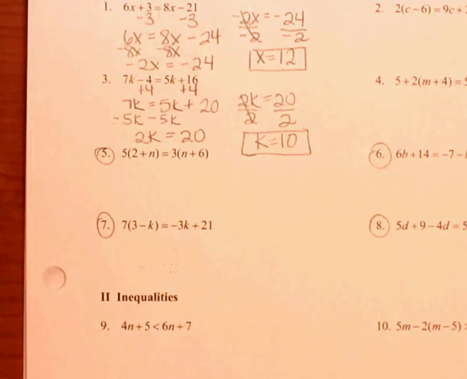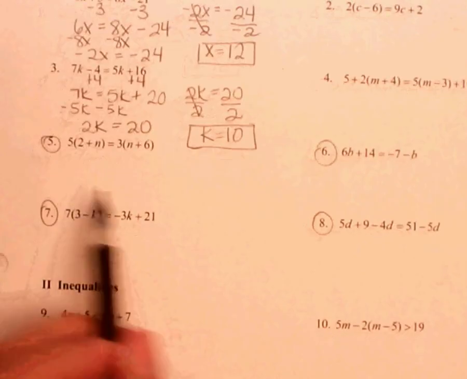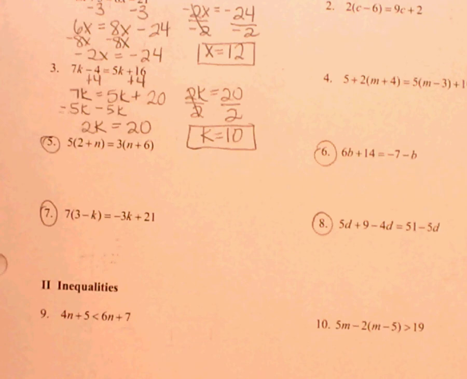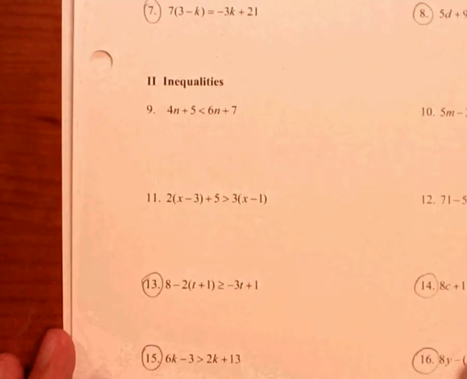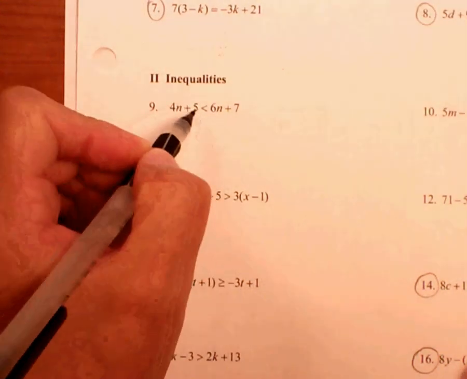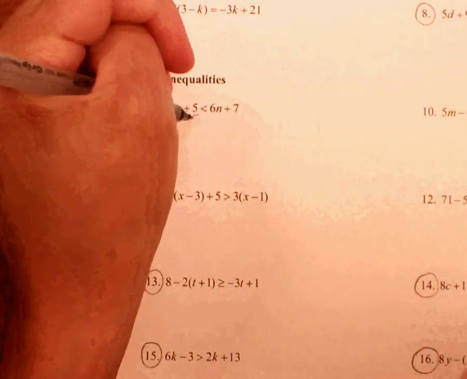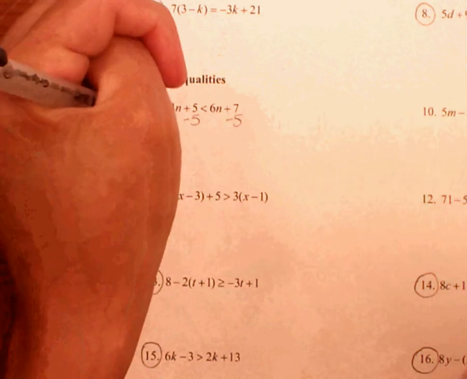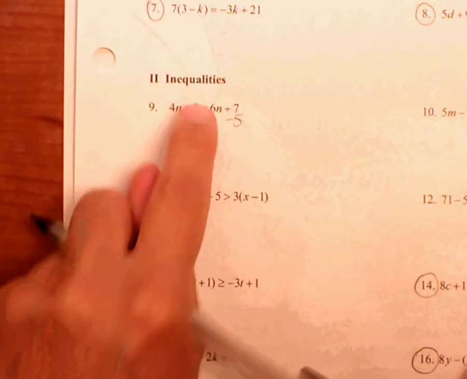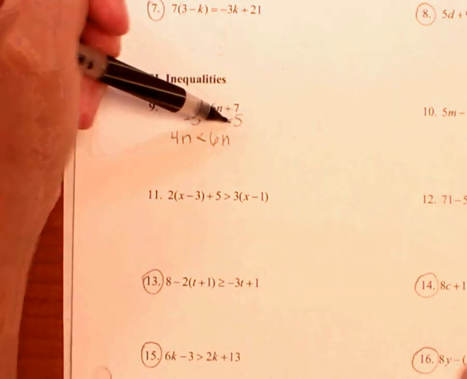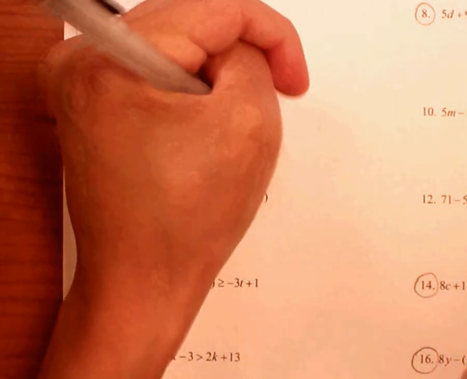Okay, during class tomorrow, you're going to work number 5, 6, 7, and 8. We're going to go down to number 9. We're working in inequality. Same thing. We want variables on one side, numbers on the other. So I'm going to start off by subtracting 5 so I can get this 4n by itself. So 4n is less than 6n. Then we're going to do 7 minus 5, which is positive 2.